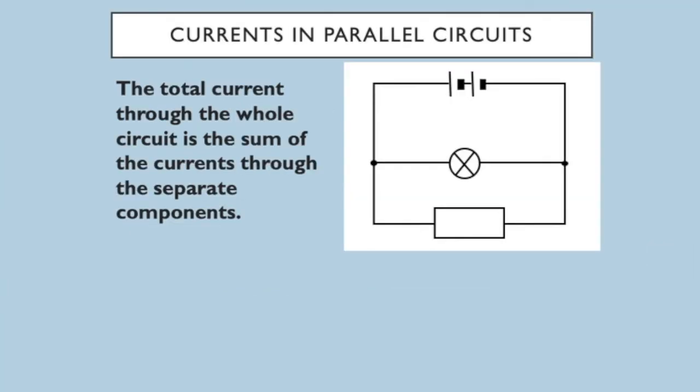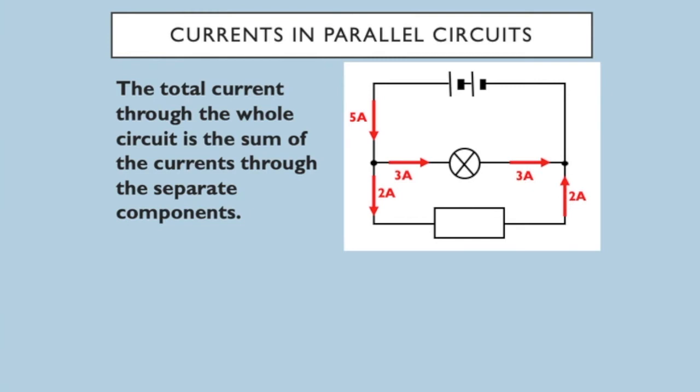Okay, so that was series circuits. What about parallel circuits? The total current through the whole circuit is the sum of the currents through the separate components. Here I've got 5 amps coming out of my battery, and then it hits this junction. If 3 amps go through the filament lamp, and there's 5 amps going into that junction, then that must mean that 2 amps go into the resistor, because 2 amps plus 3 amps equals 5 amps.